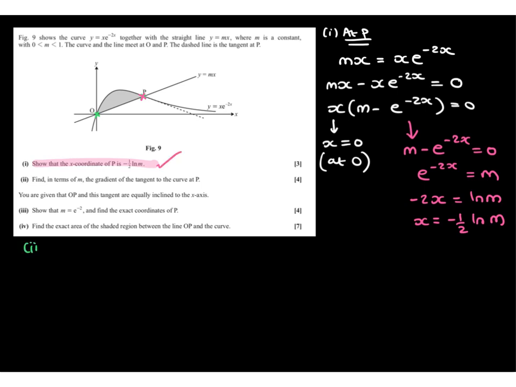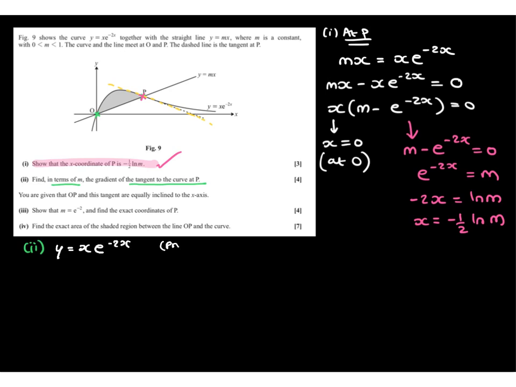Now, part 2. Find in terms of m the gradient of the tangent to the curve at P. So, the gradient of the tangent would look like this. You can see, actually, they've drawn some of it with that dotted line there. So we need to differentiate the equation of the curve. So y equals xe to the minus 2x.